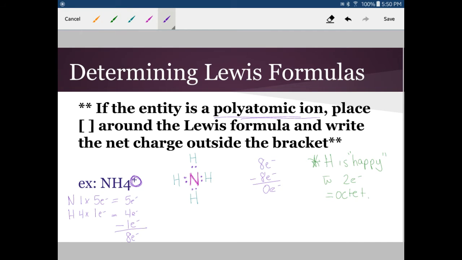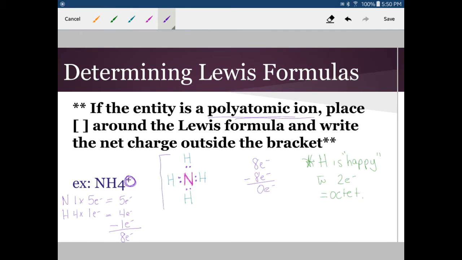but because this is a polyatomic ion, I need to note that by placing square brackets around my entire Lewis structure and indicating that this is a positive 1 charge. There was a positive charge or a loss of 1 electron. Now, again, this is super important to have because if we didn't have our positive charge here, this would be a very challenging or impossible Lewis diagram to draw. So by having our positive charge out on the side like that, that makes it a correct Lewis formula.